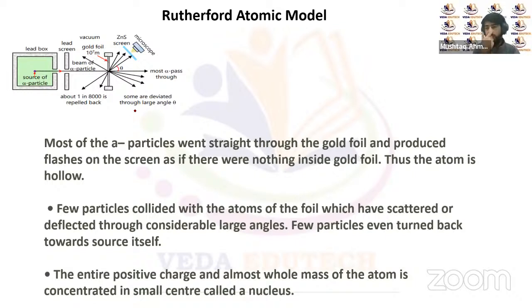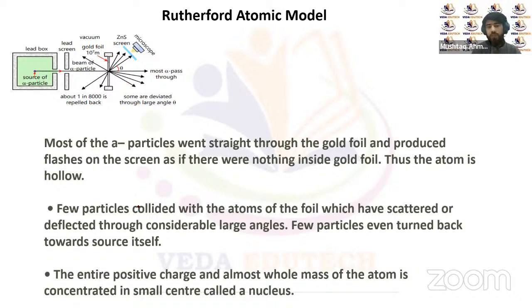And that bright flash could be seen with the help of a microscope. So that's the reason we are putting a microscope over the screen of this zinc sulfide, right? So the experiment was about striking alpha particles on this very thin gold foil, right?